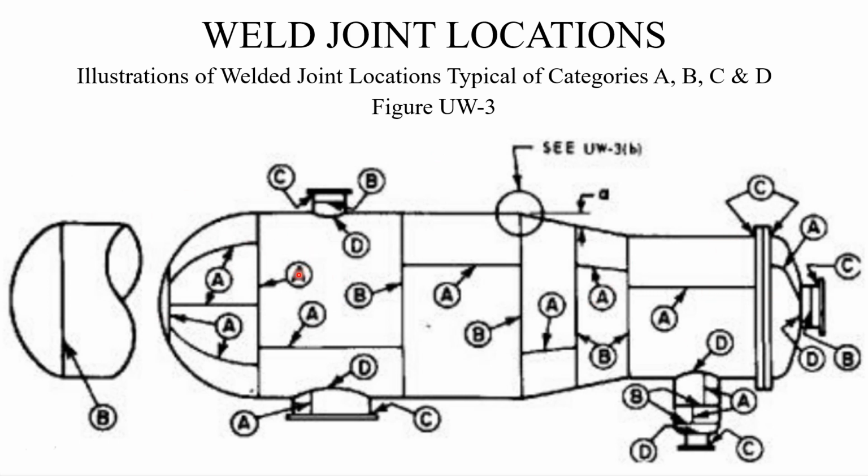So type A, these are different categories, not types. This is the category of weld joint; we will see the types of weld joint later. So this is the category of weld joint. Okay, so depending upon the location of the weld, the category of the weld is defined.